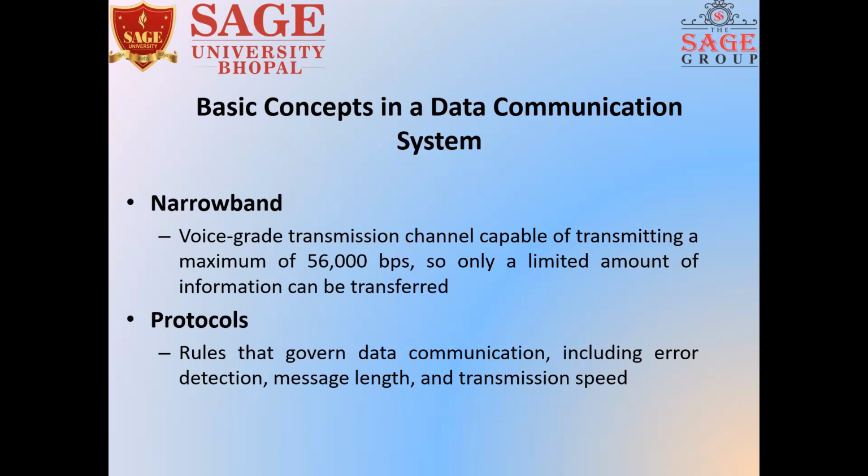The next point is the basic concept of a data communication system. The basic concept also depends on narrowband. So what is narrowband? Narrowband is a voice grade transmission channel capable of transmitting a maximum of 56,000 bps, so only a limited amount of information can be transferred. That is called narrowband. What are protocols? Protocols are the rules that govern data communication, including error detection, message length, and transmission speed. This is the concept of a data communication system.